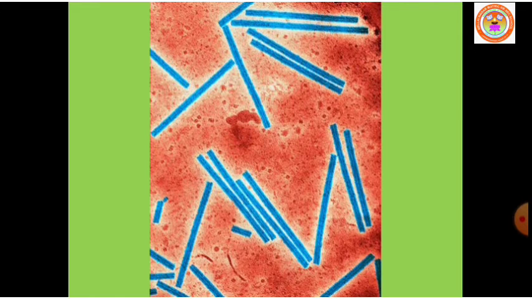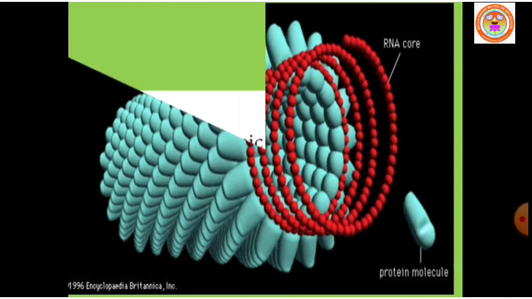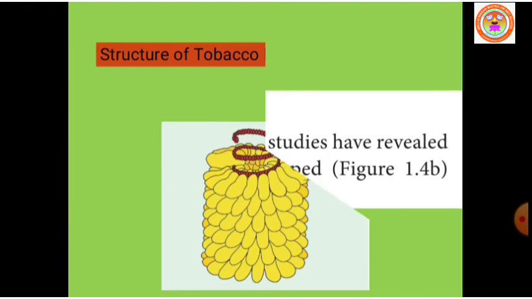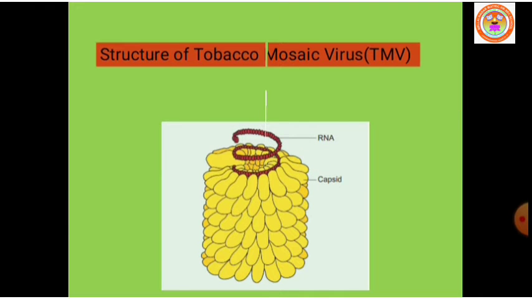In this picture, you can see the TMV is a rod shaped structure. Of course, it is a cylindrical or rod shaped structure because it is naturally helical in nature. Structure of tobacco mosaic virus: this is the simplest structure. The virus contains a central nucleic acid core made up of RNA. It is a single stranded RNA. The RNA is surrounded outside by the capsid, which is nothing but the protein coat.